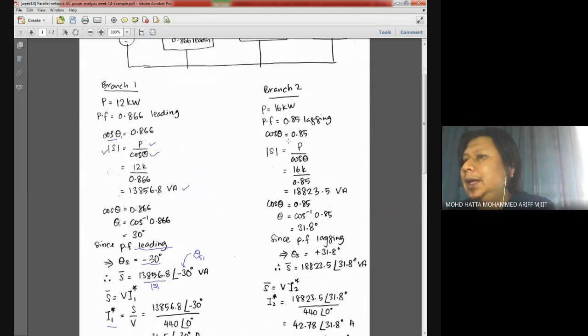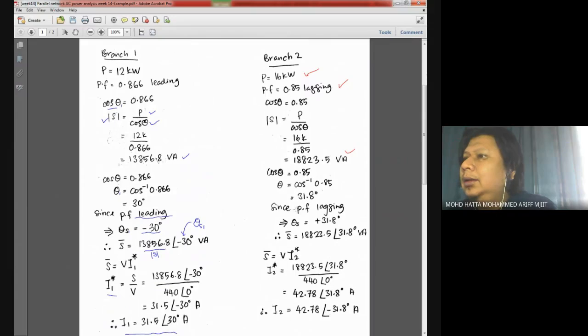Okay, the strategy is the same. We use P information, and also we use the power factor. From the power factor and the value of our active power, we can get our apparent power, the magnitude of our complex power. And in order to get the full information of the complex power, meaning the angle of our complex power, we use back the power factor information. 0.85 is the cos theta. We take the inverse cos of 0.85. We will get the angle of our complex power. So here we are calculating theta S, but for branch number 2.